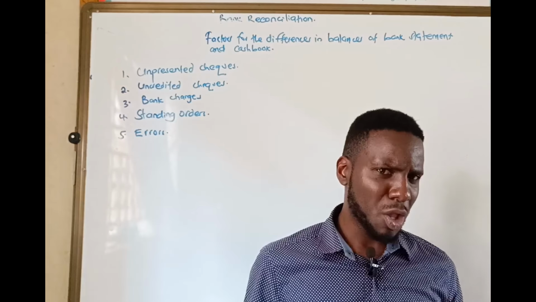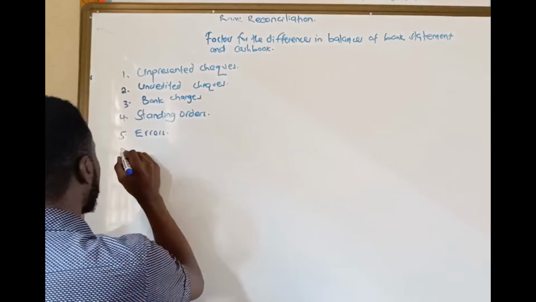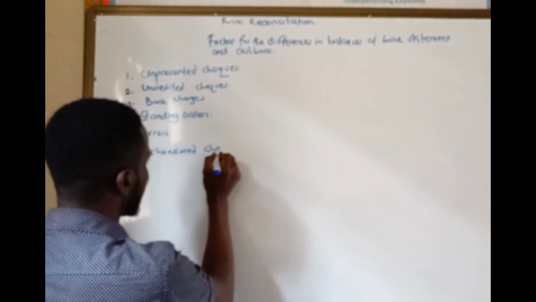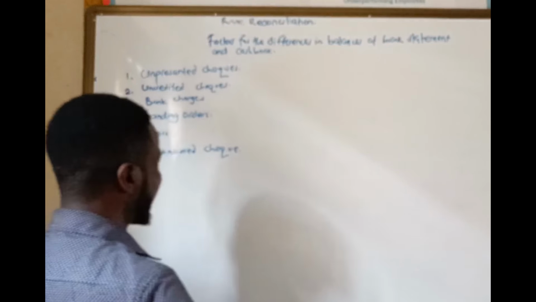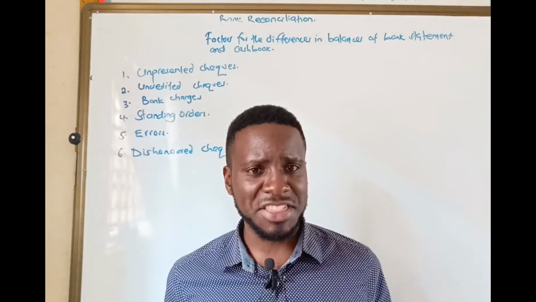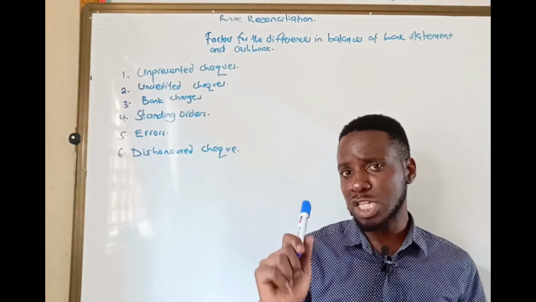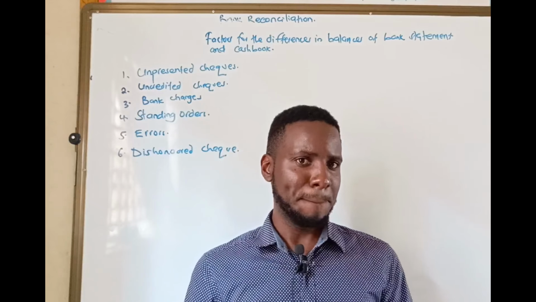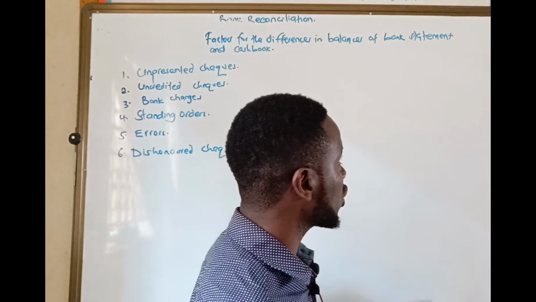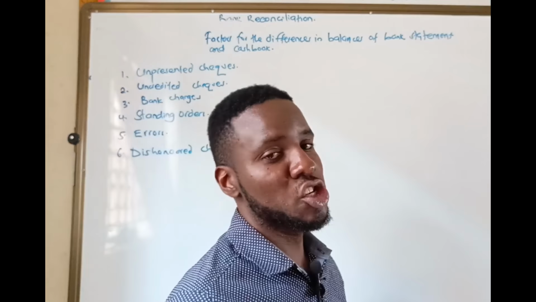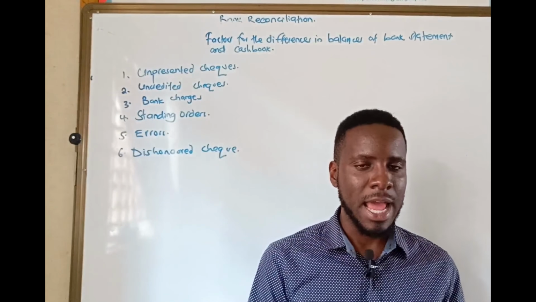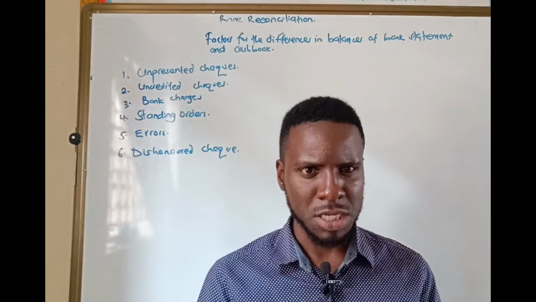Ladies and gentlemen, we can also have things like a dishonored check. For example, you take your check to the bank and the bank refuses it. So it becomes a dishonored check. Those are some of the things that will make the bank statement balance and the cash book balance not to balance. But we can do a reconciliation and have the balancing figure. Like I told you, the last balance on the bank statement should be the same as the balance in the cash book. We are going to see the format of the bank statement and also the format of the adjusted cash book.